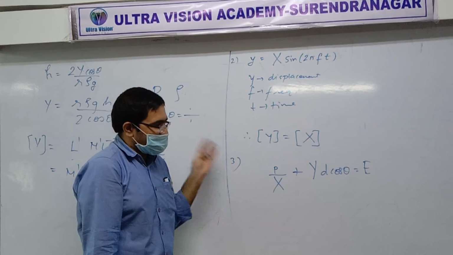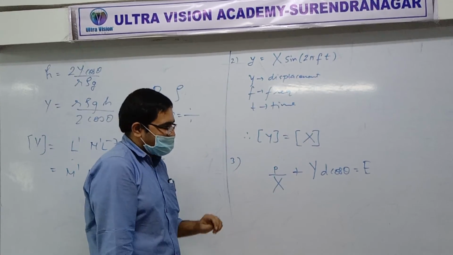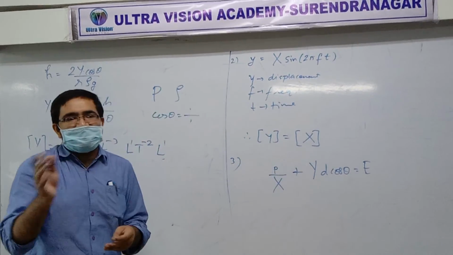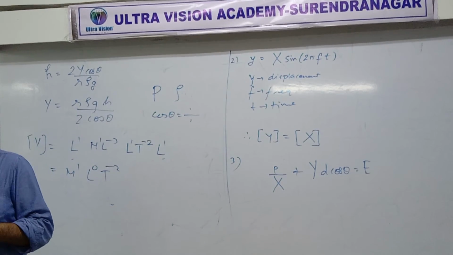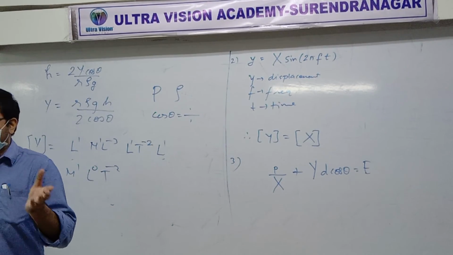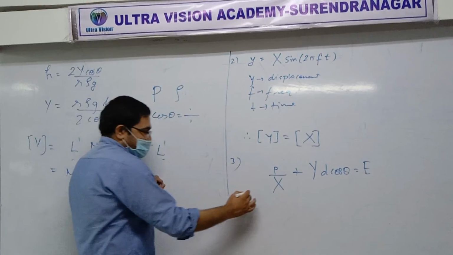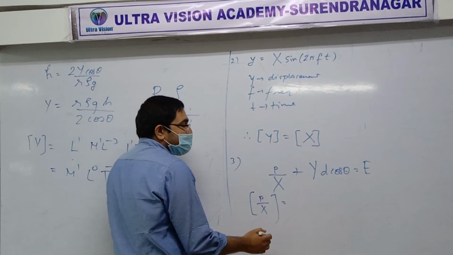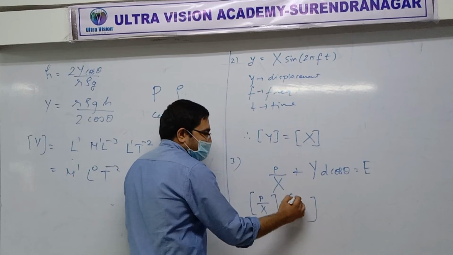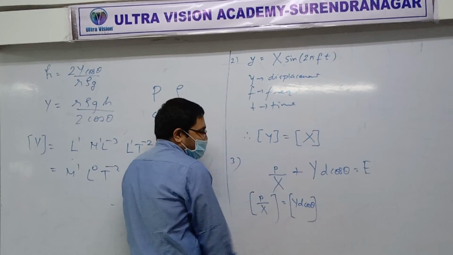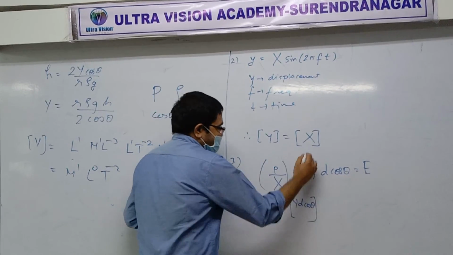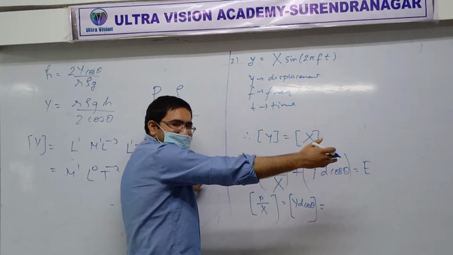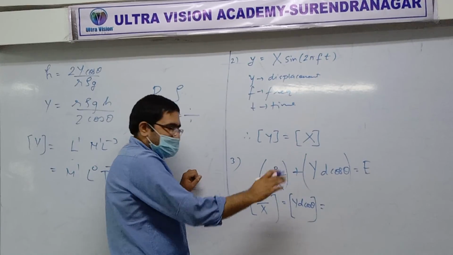First of all, you can either go for X or go for Y, whichever you like. Let's do X first. X is involved in this kind of addition, yes or no? Whenever you see addition, what's the rule? All the dimensions will be equal. So dimensions of P upon X equal to dimensions of Y d cos theta. First term, second term both have same dimension, and also the result, the answer will have the same. Yes or no?